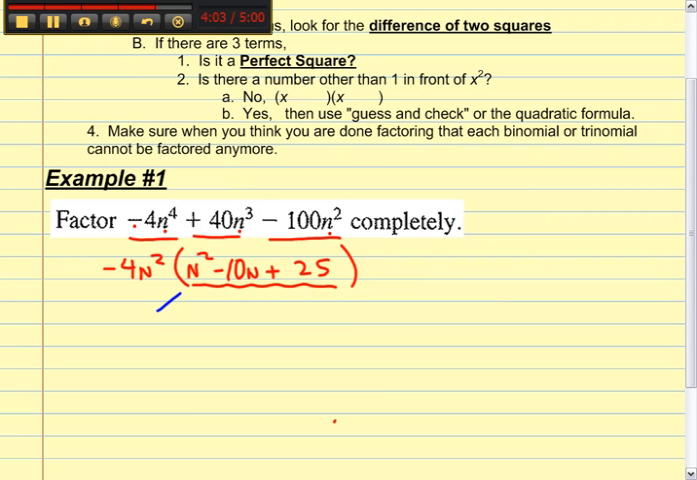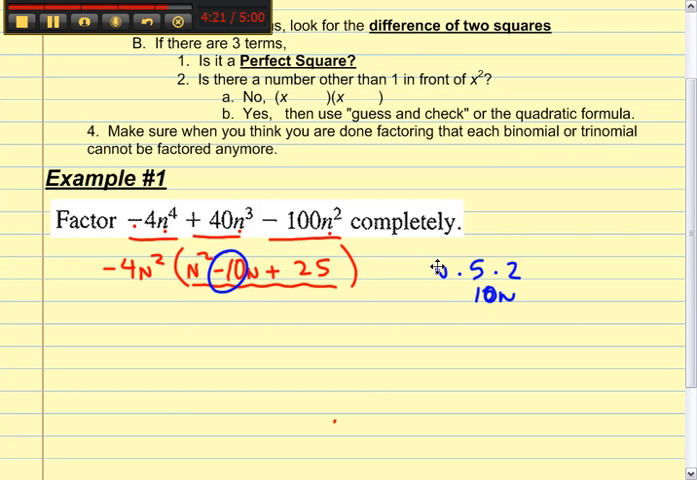Now, what I want to know is the square root of the first one, that is n, times the square root of the last one, 5, times 2. Does this equal the middle term? It does, 10n. We don't worry about the sign on that. So I know it's a perfect square.